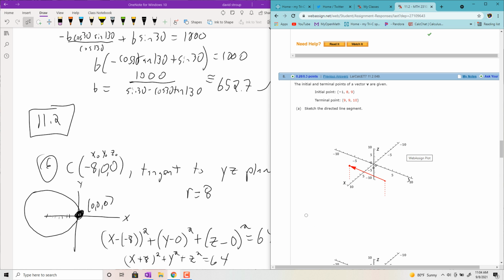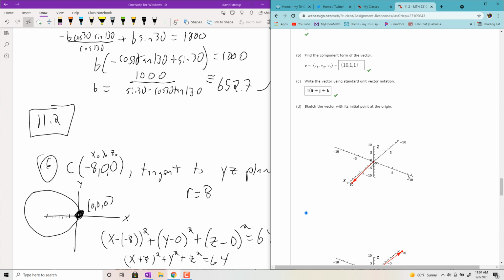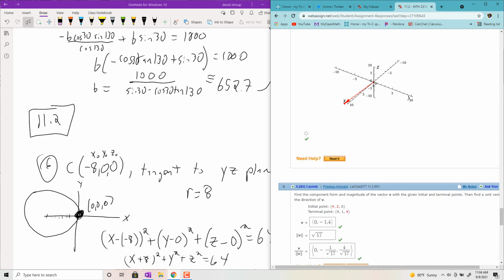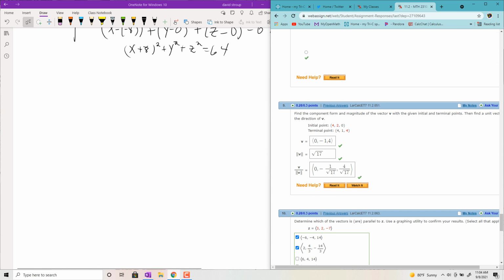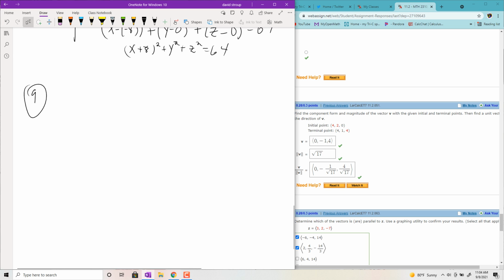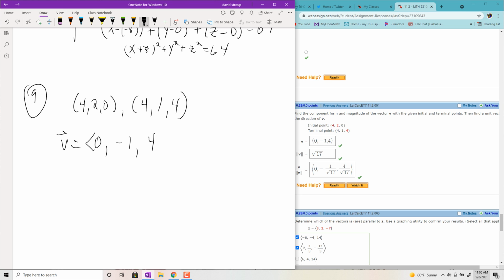Let's try one of those. Let's try number 9. Okay, so again, they give you an initial and terminal point, build your vector, and find the unit vector in the direction of the given vector. So 2, 0, 4, 1, 4. So v, just the difference, is 0, negative 1, 4.